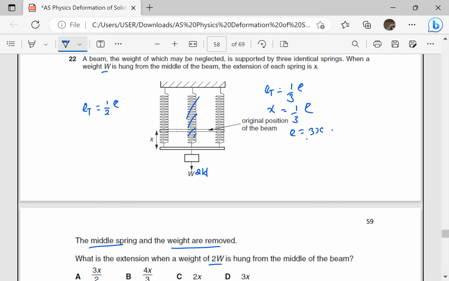Remember we have said E can be 3x. That means the new total extension. But this was 3x when the load was W. Now the load has been doubled.